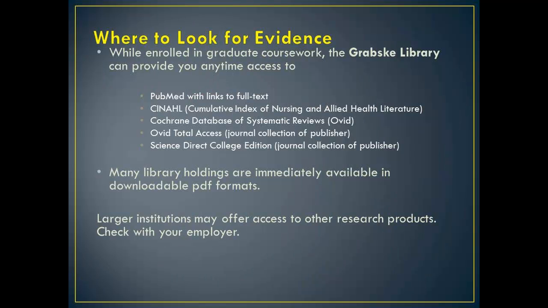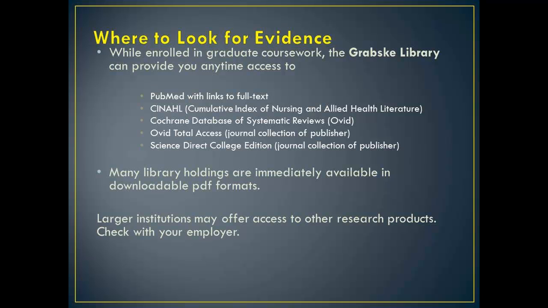The library provides anytime access to PubMed, the National Library of Medicine's database, CINAHL, the Cochrane Library, where you'll find full-text systematic reviews, Ovid, and ScienceDirect. Generally, to do a complete search, you should search in PubMed and CINAHL. The other resources are mostly to find full-text articles, although they do have search features of their own. These are worth trying if you're having trouble finding information.